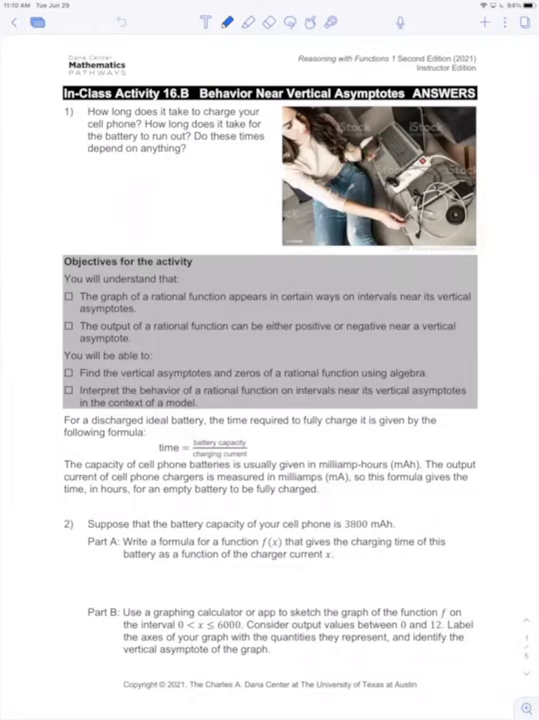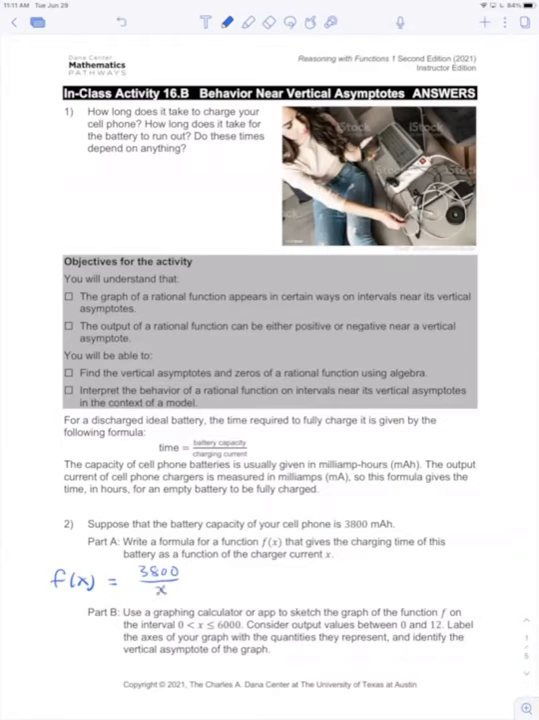2. Suppose that the battery capacity of your cell phone is 3,800 milliamp hours. Part A, write a formula for the function f of x that gives the charging time of this battery as a function of the charger current x. So what we could do is just call this f of x, so that's the name of our function, and then the 3,800 is the capacity of the battery, and the charging current is x.